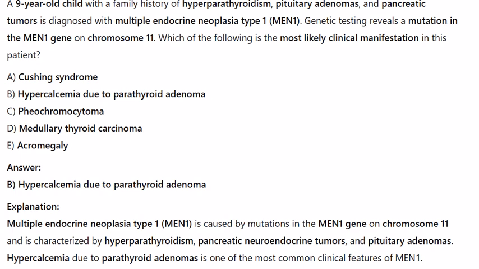B. Hypercalcemia due to parathyroid adenoma. Explanation: multiple endocrine neoplasia type 1, MEN1, is caused by mutations in the MEN1 gene on chromosome 11 and is characterized by hyperparathyroidism, pancreatic neuroendocrine tumors, and pituitary adenomas. Hypercalcemia due to parathyroid adenomas is one of the most common clinical features of MEN1.